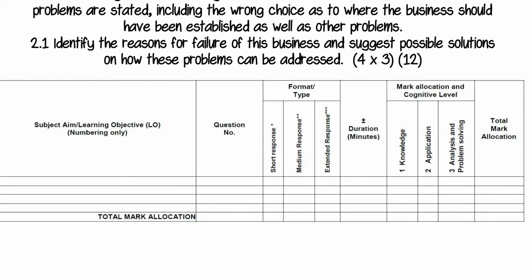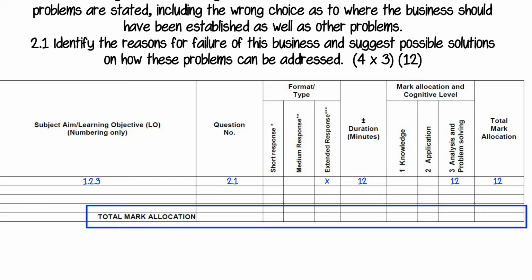Look at the completed analysis grid. Topic 1, Subject Outcome 1.2, Learning Outcome 1.2.3, Question number 2.1 is an extended response question. The time allocated is 12 minutes. The cognitive level is analysis, and the total mark is 12. You will complete the whole analysis grid, which then must be totaled right at the bottom.